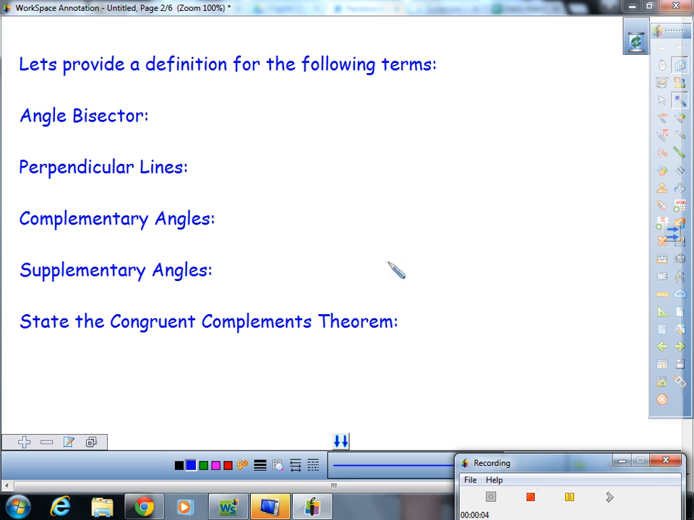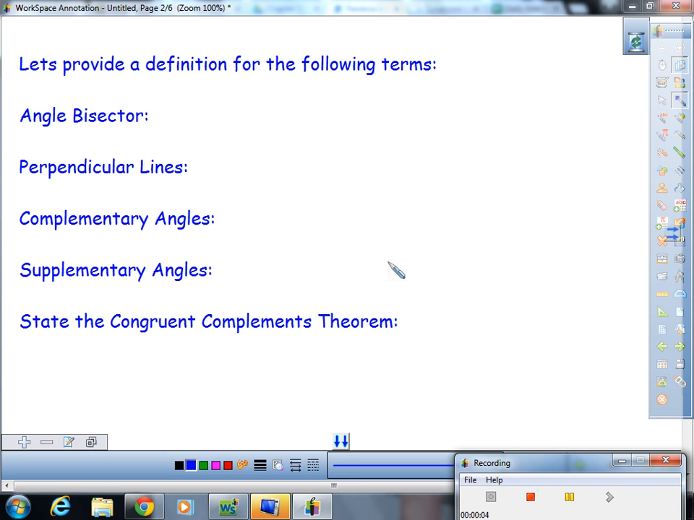So, an angle bisector is a segment, ray, or line that cuts an angle into 2 congruent angles. Perpendicular lines: 2 lines are said to be perpendicular if they form a right angle. Be careful. Perpendicular lines say nothing about 90 degrees.